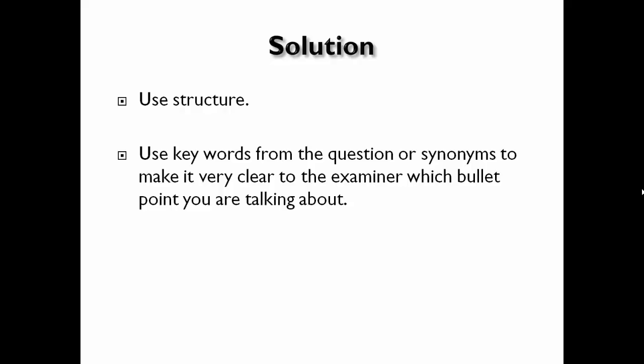So if you use the structure is purpose, bullet point 1, bullet point 2, bullet point 3, and you use keywords or synonyms from those bullet points or from the purpose, then it will be extremely clear to the examiner what you're talking about, and they'll be able to give you the high marks. If it is not clear, then they won't be able to give you those high marks.